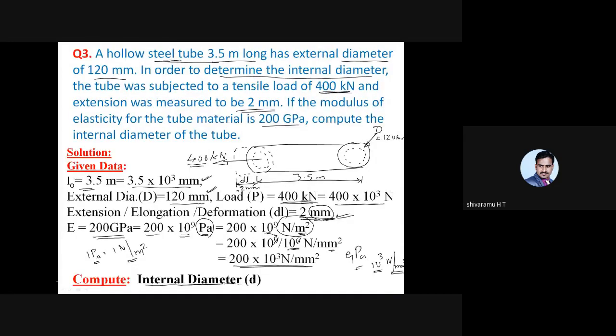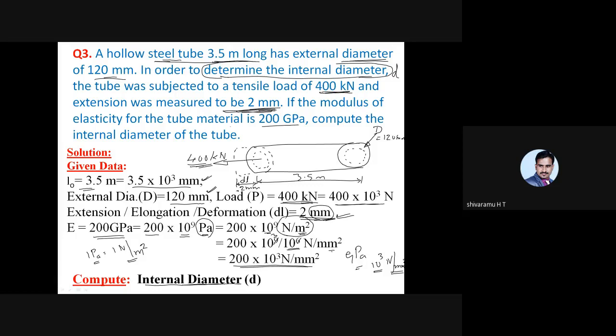Let me recall the given question: a hollow steel tube 3.5 meter long, and external diameter capital D is 120 millimeter. Here it is asked to determine the internal diameter, small d. This tube was subjected to a tensile load of 400 kilonewton. The extension was measured with the application of 400 kilonewton. The tube is getting elongated by 2 millimeter.